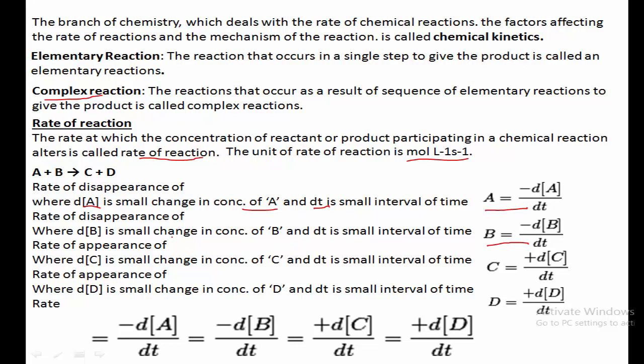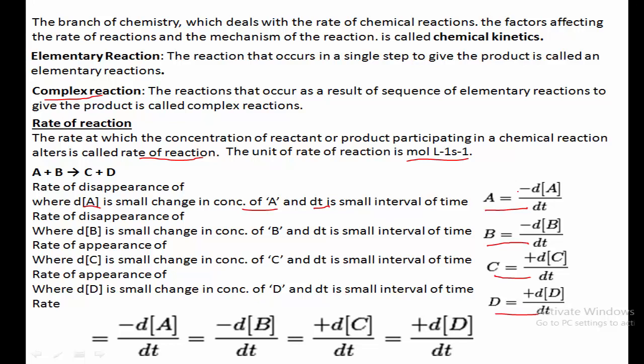Now A and B will disappear. But what about C and D? Since they are the products, their concentration increases, hence they will appear in more amount. Therefore the rate of appearance of C is given as plus d[C] divided by dt, where d[C] indicates a small change in concentration of C and dt is a small interval of time. And the rate of appearance of D is given as plus d[D] divided by dt, where d[D] is a small change in concentration of D and dt is a small interval of time.